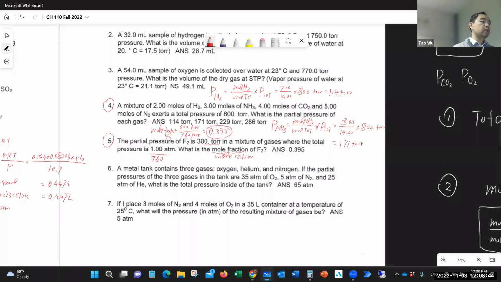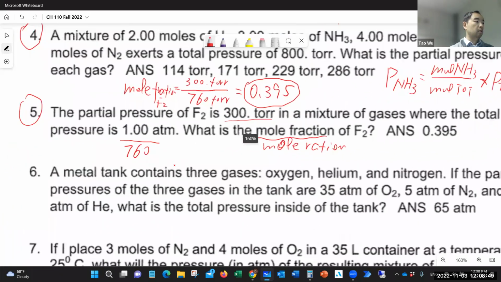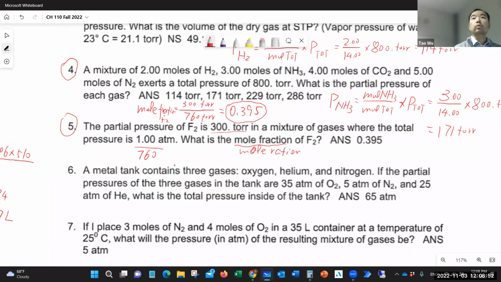For this one, there's no unit. Probably this is easier to look at: 300 torr divided by 760 torr, you got a number, and this number does not have a unit because torr and torr cancel. So there's no unit over here. That is going to be called the mole fraction for this question. That makes sense, right?